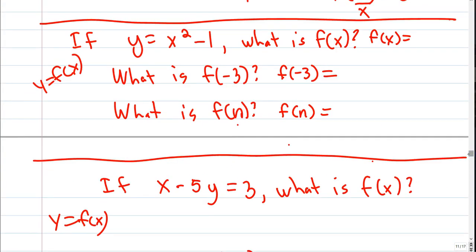If y equals x squared minus 1, what is f of x? Well, we already said that y equals f of x, so that's easy. So f of x is just x squared minus 1. You replace the y with an f of x.